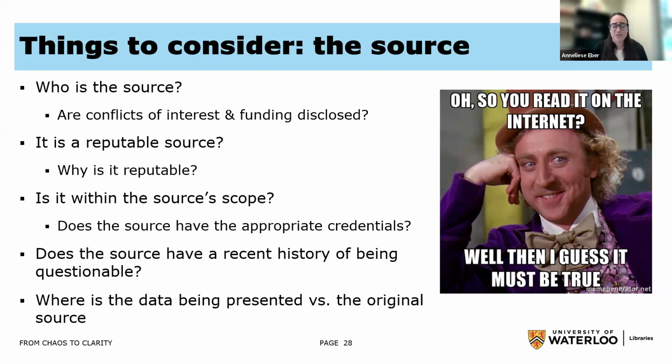Does the source have a recent history of being questionable? And thinking about, was something once a reputable source, maybe it's no longer, or vice versa, maybe it wasn't originally very reputable, but is now. So really recognizing that this can change over time. Things aren't static, and sources can change, and how we perceive them can change as well. And this is a particular issue that we see today, where data might be disappearing, or things are coming out from various sources where you may have gone for information before, but maybe that source is no longer the most reputable one you can be looking at.